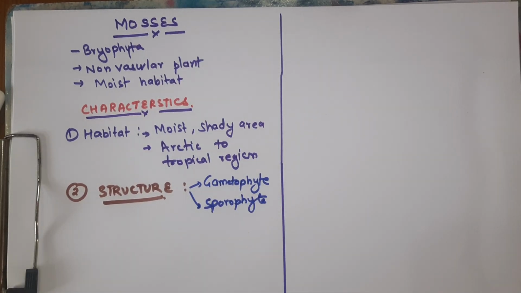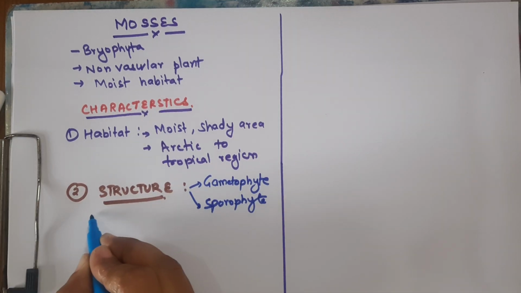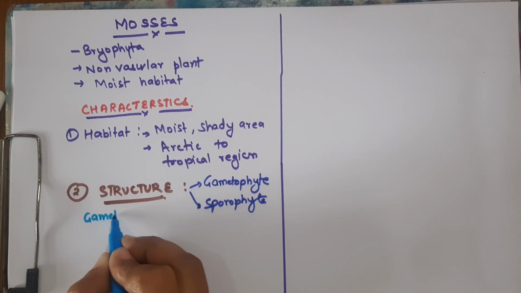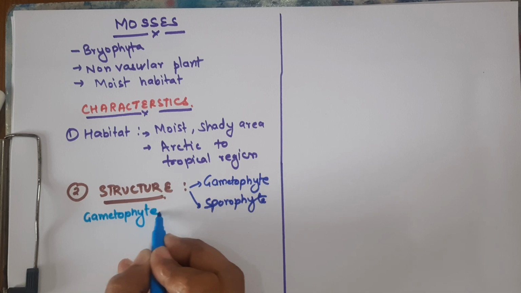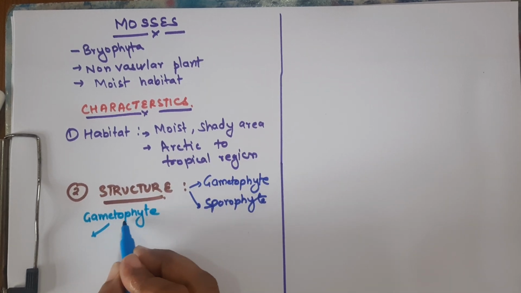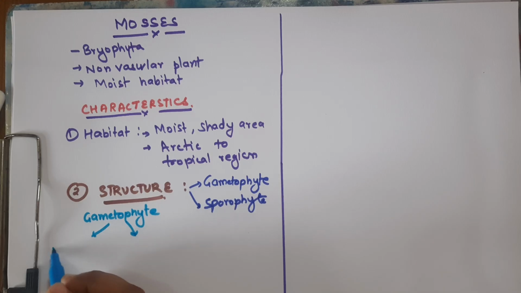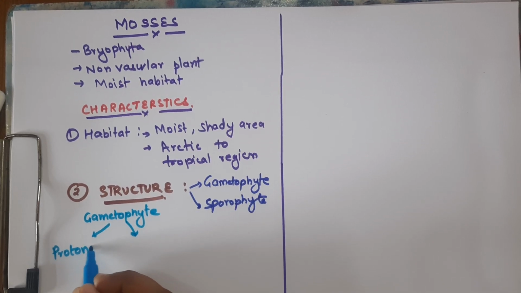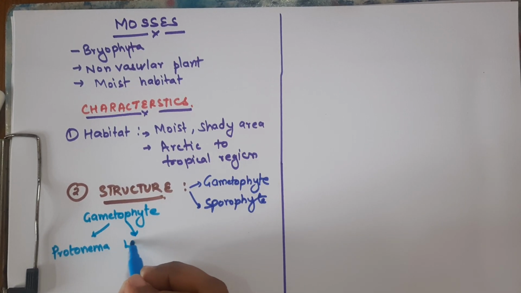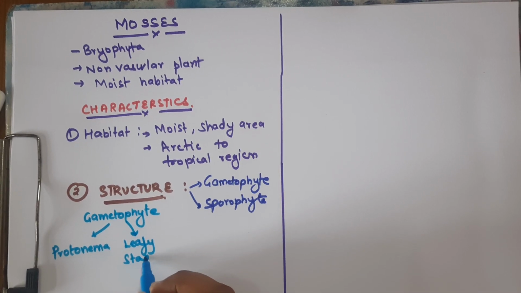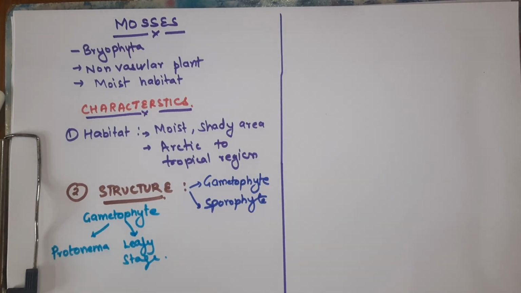Now let's talk about the gametophyte. It further has two phases. The first stage is the protonema, and the second one is the leafy stage. The protonema stage is a creeping, filamentous structure which is formed during spore germination, whereas the leafy stage is the upright structure with stem-like and leaf-like organs, and the leafy stage bears the reproductive organs.